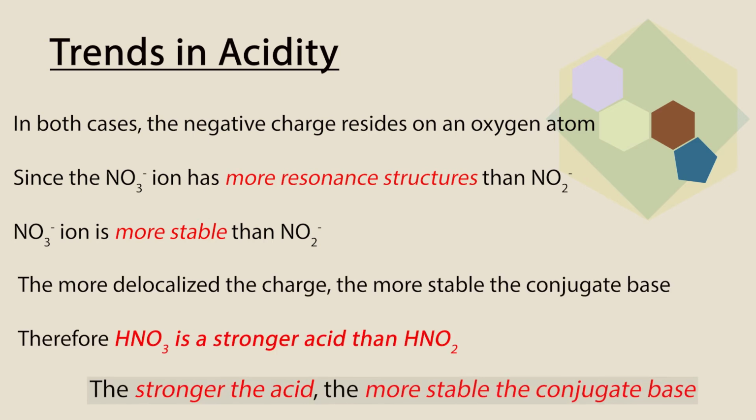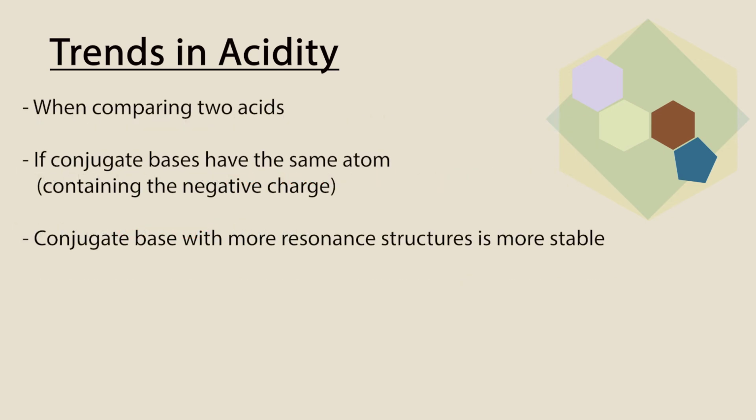The more delocalized the charge, the more stable the conjugate base. Since the NO3- ion has more resonance structures, it can more effectively delocalize and spread out the negative charge. So the NO3- ion is more stable than the NO2- ion. That makes HNO3 a stronger acid than HNO2, because the stronger the acid, the more stable the conjugate base. So, when comparing two acids, if the conjugate bases have the same atom containing the negative charge, the conjugate base with more resonance structures is more stable.